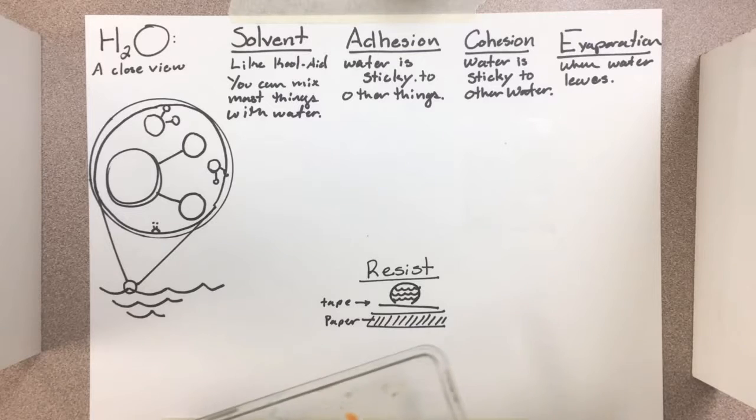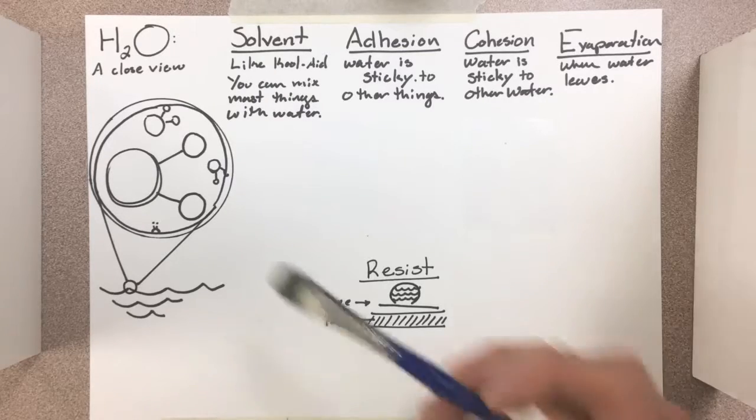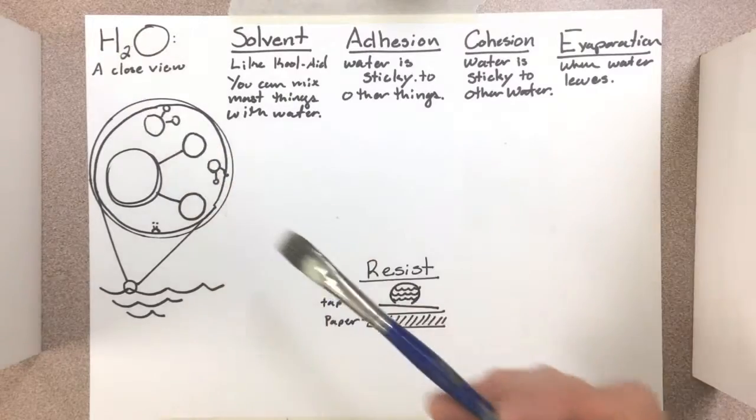This is Mr. Granlund. I'm going to take you through some of the properties of water and how we're going to use them in our painting. So watercolor is beautiful chemistry. Okay, we're going to start off with a close look at H2O.